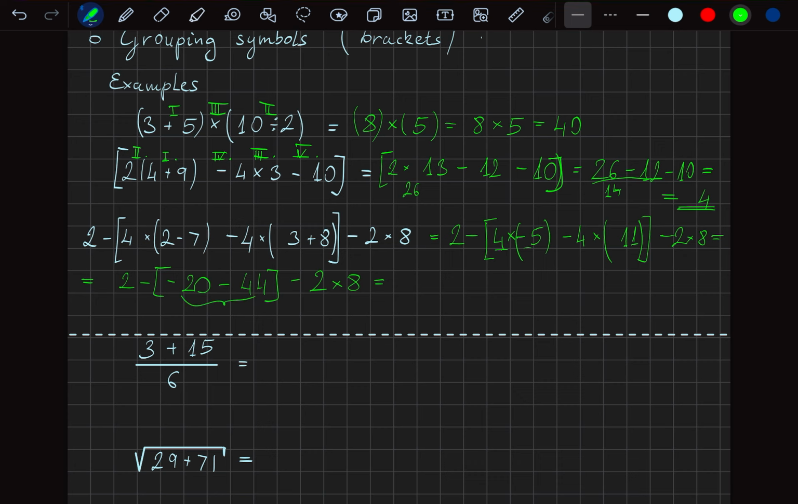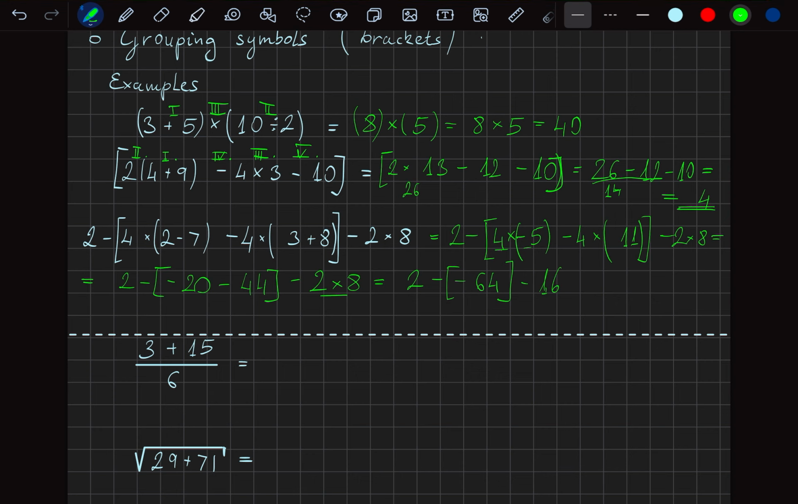First, I will just calculate the things in the bracket. It's minus 64. So 2 minus 64 minus 2 times... Okay, at the same time I will calculate this 2. It's 16.